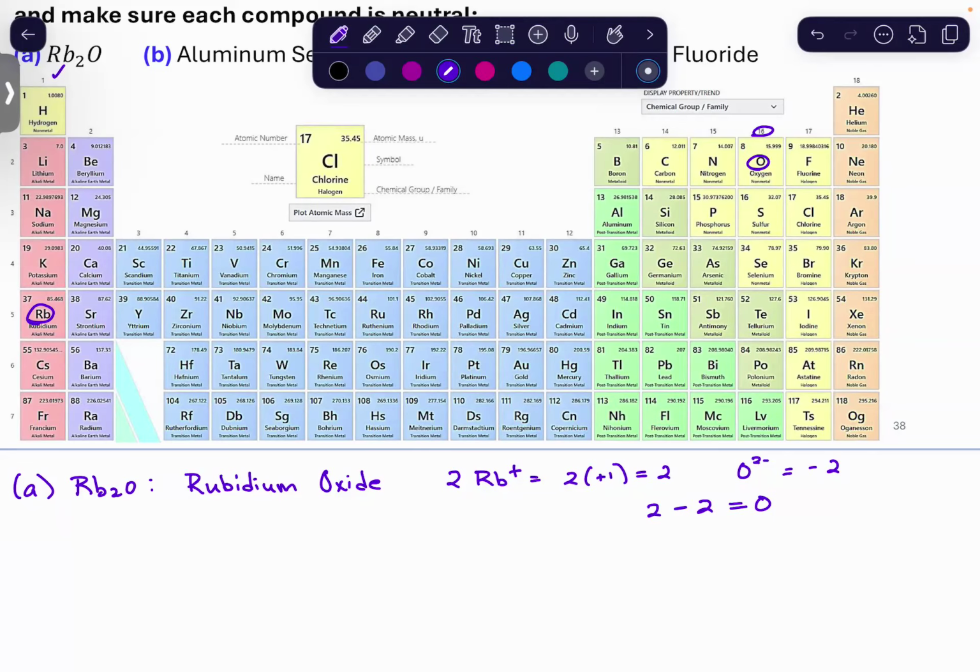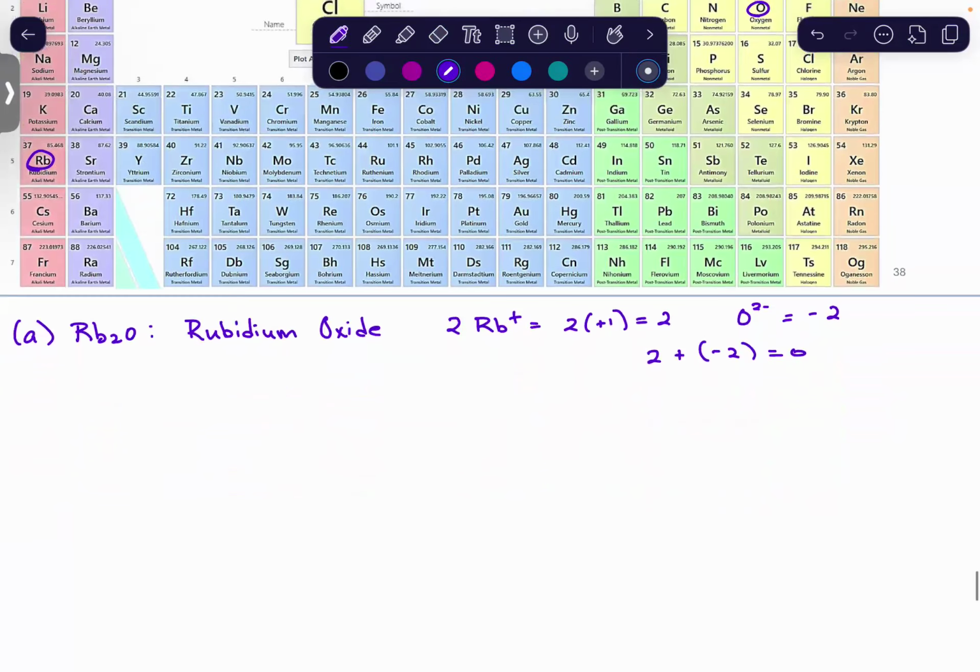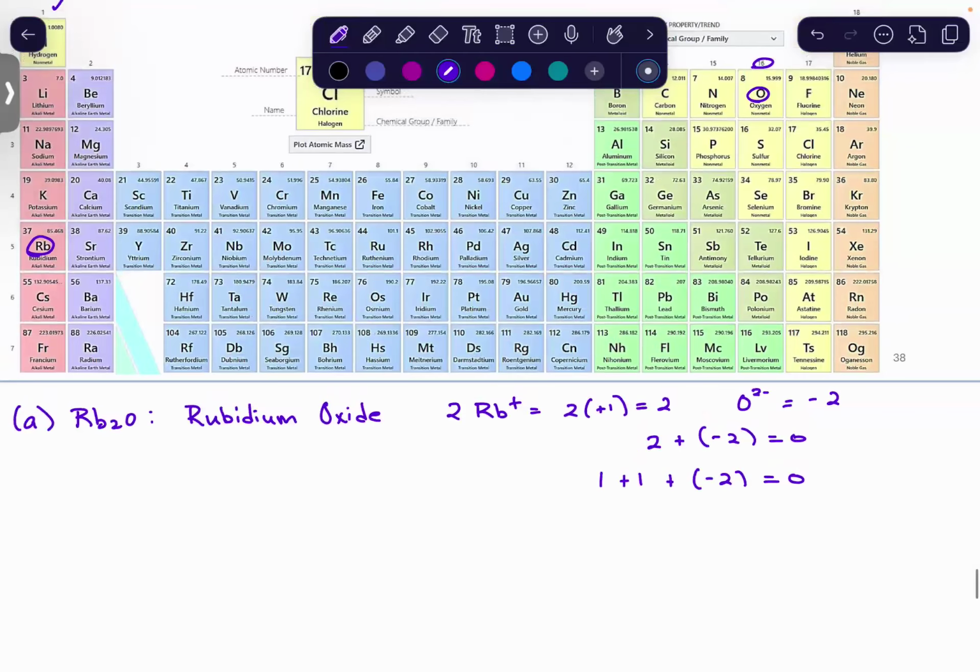Let's see, maybe a better way to look at this. Say I'm adding the -2 of the oxygen to the +2 from the 2 rubidiums. And so another way you could look at this, each rubidium is a +1. So 2 rubidiums, 1 plus 1, plus the oxygen -2, that's 0. So yeah, this is a neutral compound. This is a good ionic compound.